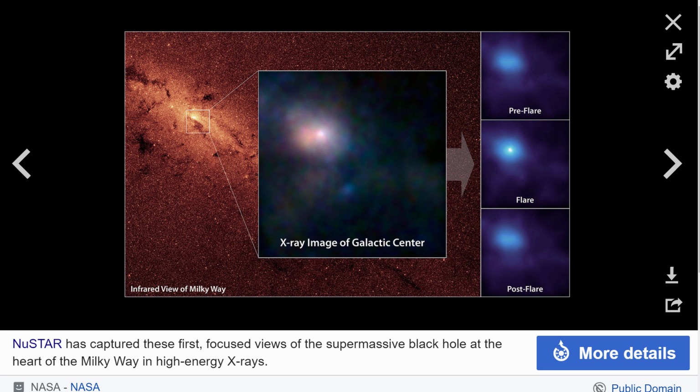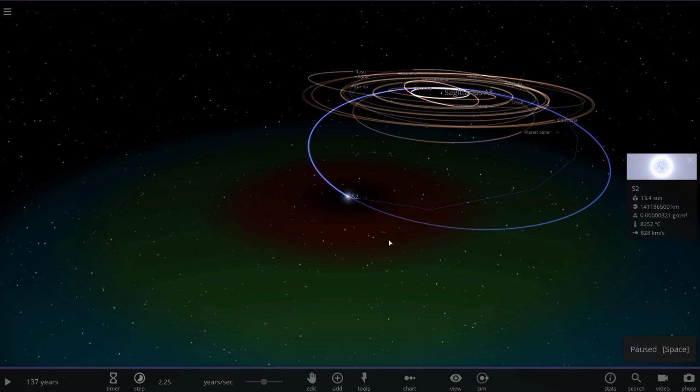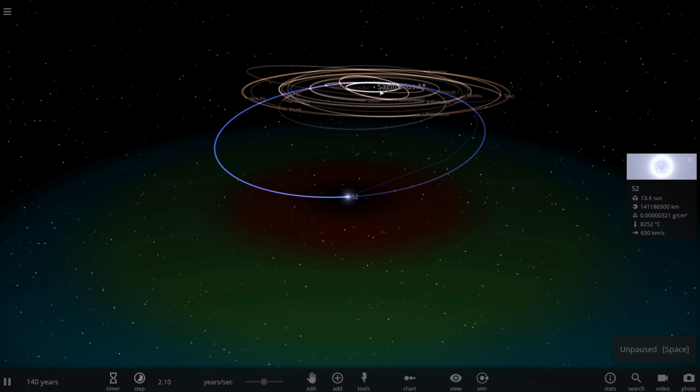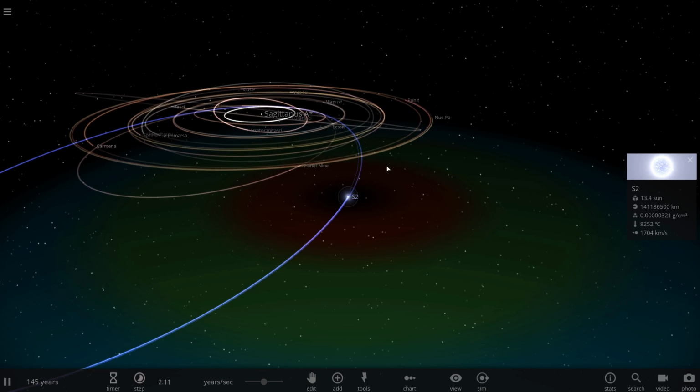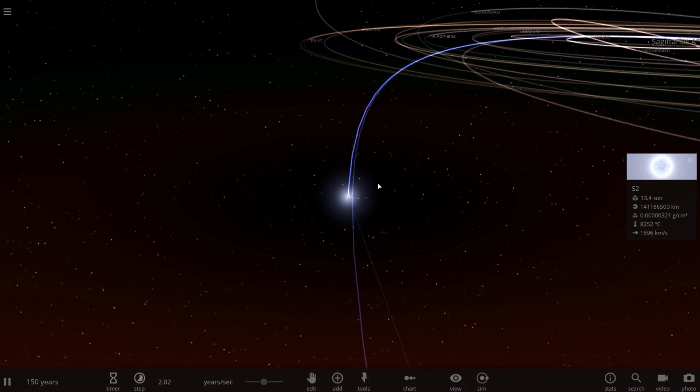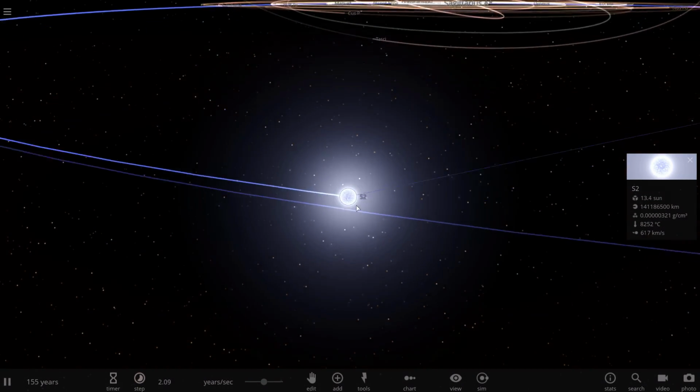Now, there were some really big ones. As a matter of fact, we think that about 400 years ago, there was a tremendous flare that increased the radiation by about a million times. But these happen not very often, and usually they happen when some kind of object actually falls inside the central black hole.